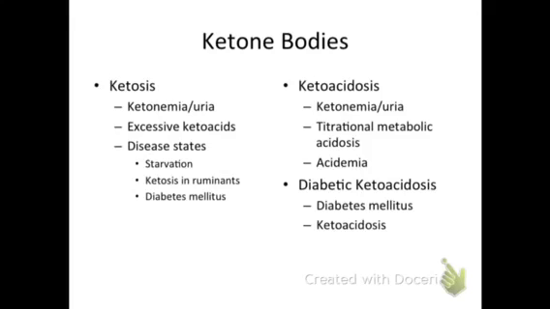Ketosis is an increased concentration of ketone bodies in blood, and ketosis is detected by positive urine dipstick reading for ketones. Ketosis occurs during times of a negative energy balance, which most commonly occurs with starvation, ketosis in ruminants, and diabetes mellitus. Ketoacidosis is when keto acid production is so severe that it results in an acidosis and an acidemia. Diabetic ketoacidosis is when ketoacidosis occurs secondary to diabetes mellitus.